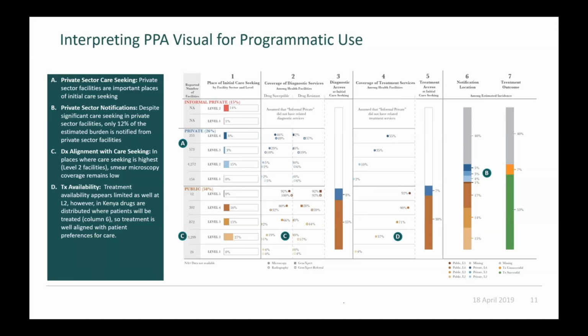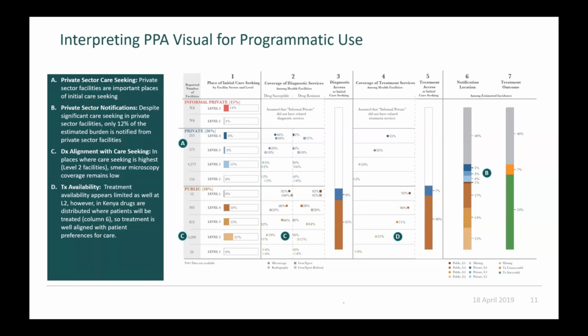In terms of the level, the category B, or the circle with a B inside, is helping to take a look at the private sector notifications and how those correspond to the availability of diagnostic and treatment services, rather than the magnitude of the private sector in Kenya, which again is just highlighting the private sector gap.